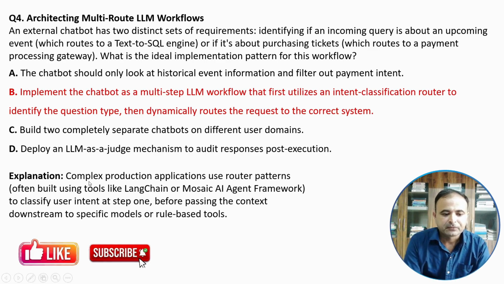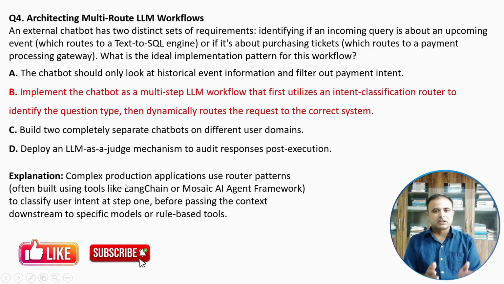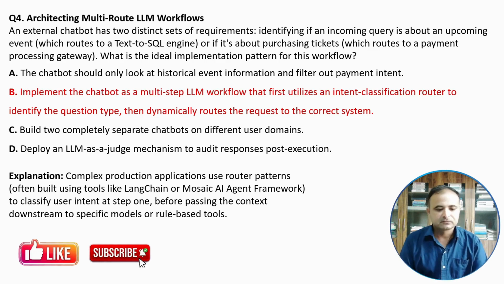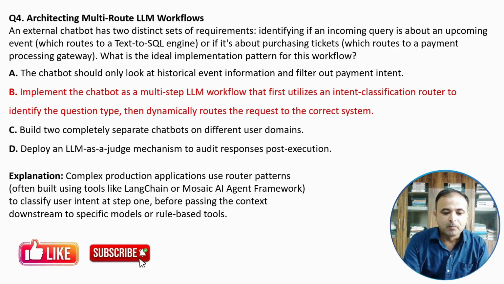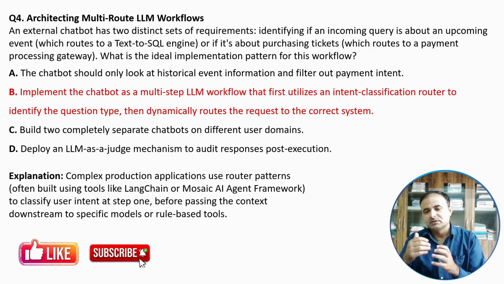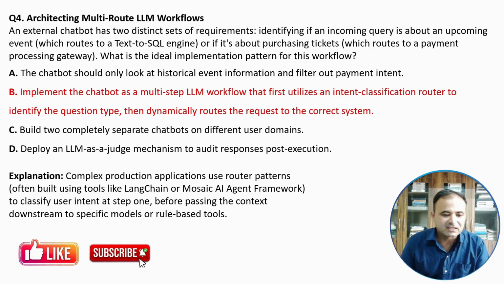Complex production applications often use the router pattern, like in LangChain, LangGraph, chain nodes, Mosaic AI, agentic AI. It should be clear that it will automatically take a decision to classify the user intent step before passing the content. This is the reason. The correct answer is B.